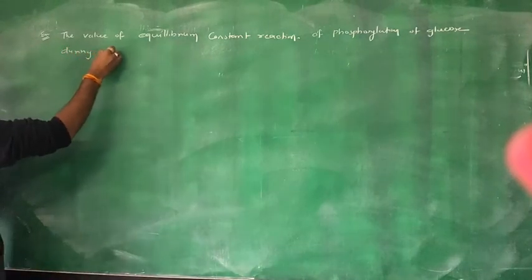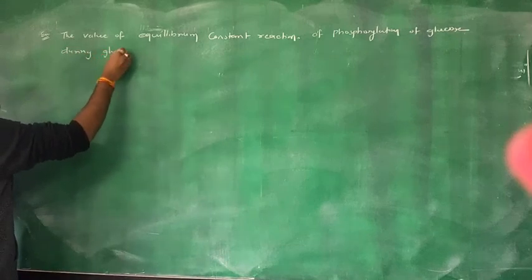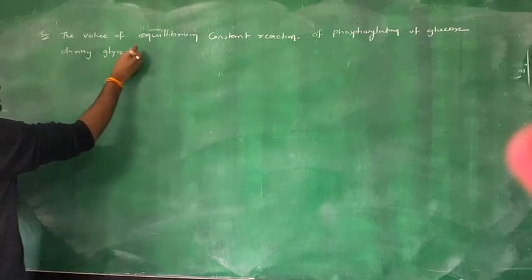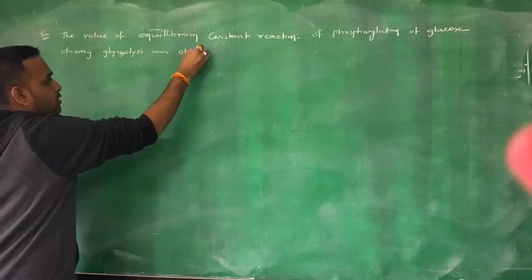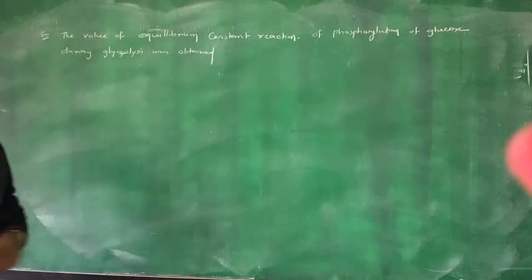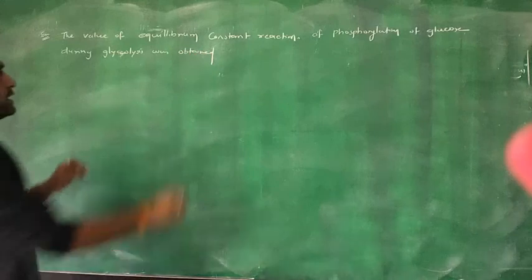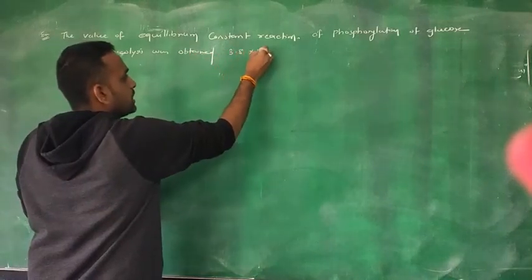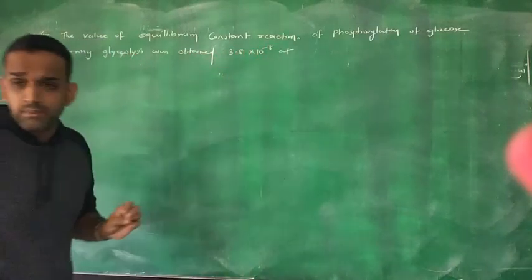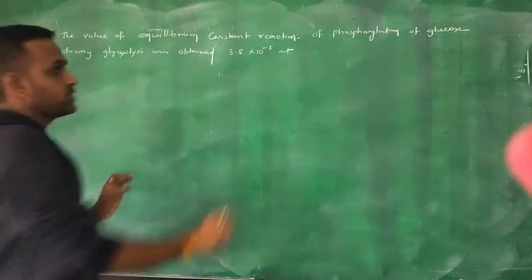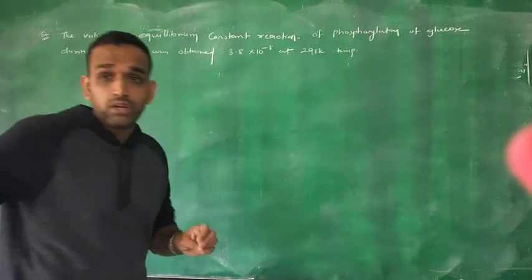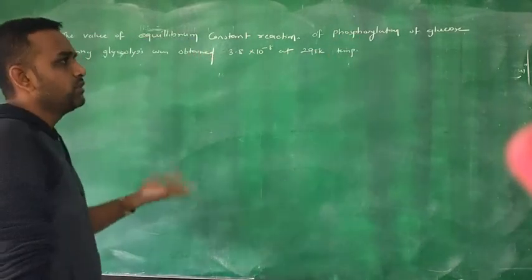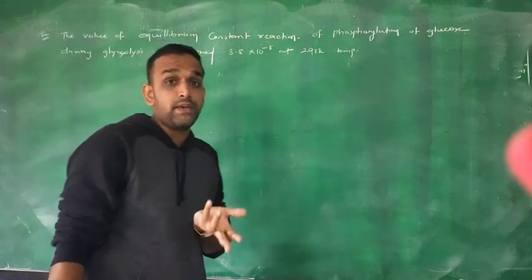Understand? Then 3.8 into 10 raised to minus 8, at how much temperature? 298 Kelvin temperature is given. Then you have to calculate what? The Gibbs free energy, and you have to write down the opinion of that reaction, whether it will be spontaneous or not.